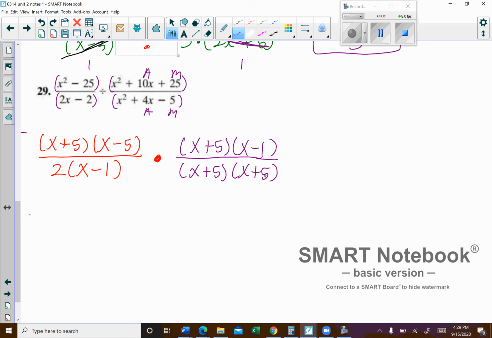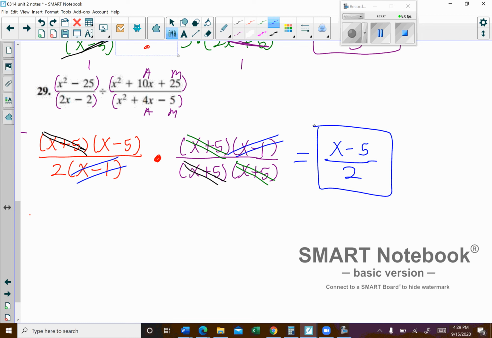Now you look across the board, and you can cancel out anything on top with anything on bottom. So I'm going to cancel out this x plus 5 with this x plus 5. Then let's see, I can cancel out the x minus 5. Oh, no, I can't actually. Sorry. Undo that. I've got another x plus 5. There we go. I can cancel that out with that one. And then last but not least, I've got that x minus 1. I'll cancel out with the x minus 1 right there. And so all that simplifies down into x minus 5 over 2. And there you go.